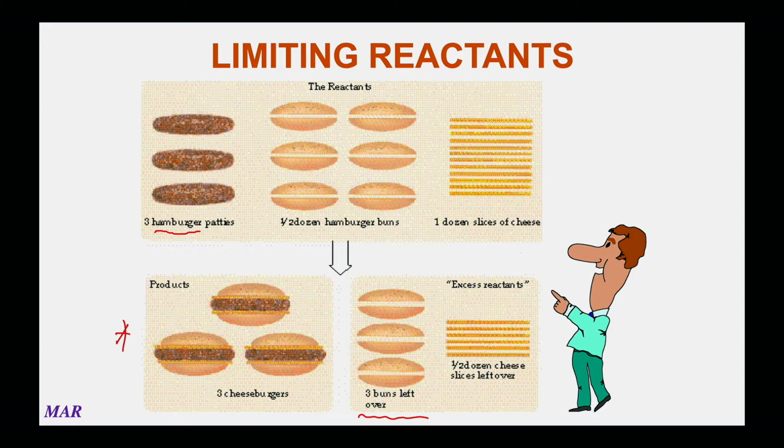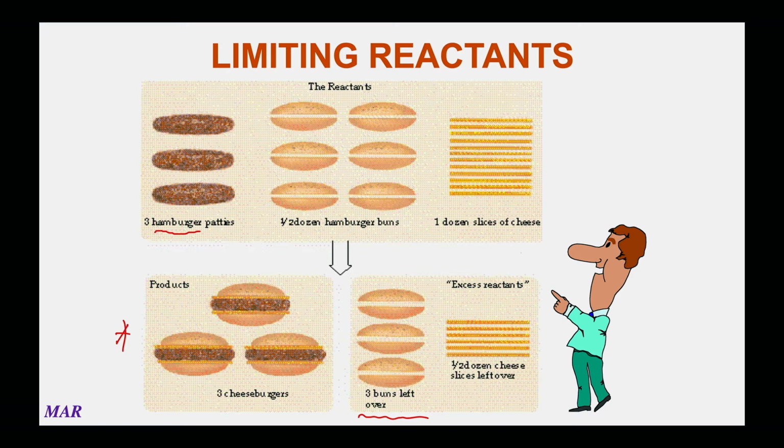You could do the same kind of argument with the slices of cheese. If you need 2 slices of cheese per ultimate cheeseburger and you have 12, in theory, you could make 6 ultimate cheeseburgers. But no, once again, hamburger patties limit you. So you have 6 slices of cheese left over. Cheese also is an excess reactant. Notice the importance here. The limiting reactant, the hamburger, really limited how much product we could make. And the other pieces are excess reactant. If you just looked at those, you'd think, oh yeah, I could make 6 of these ultimate cheeseburgers. No, you can't, because the limiting reactant stops you.